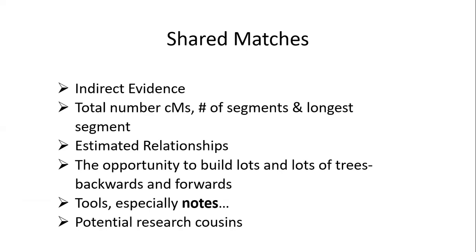With shared matches, it's indirect evidence. It's the total number of cMs, the number of segments, and the longest segment that you're going to be focusing on. Then there are estimated relationships: how are you related to people that way? There's the opportunity to build lots and lots of trees. I'm going to repeat this over and over again because you have to be prepared for that. You're going to get these trees, not just yours, others.